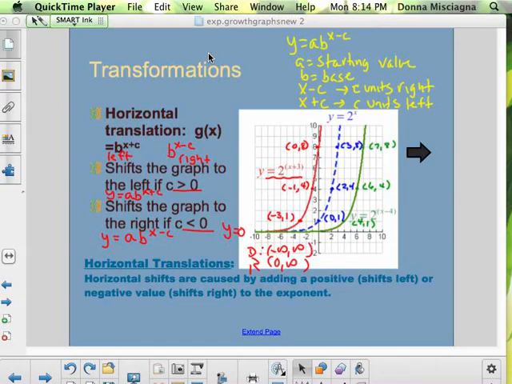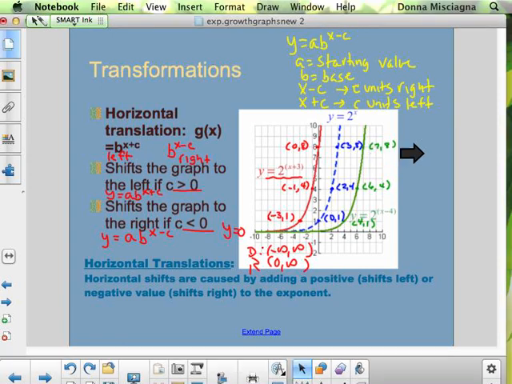Welcome. So now we're going to go over transformations. And the rules for transforming exponential growth and decay graphs are exactly the same as the transformations for every other graph we've done.